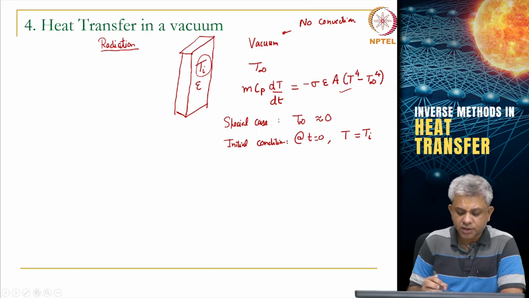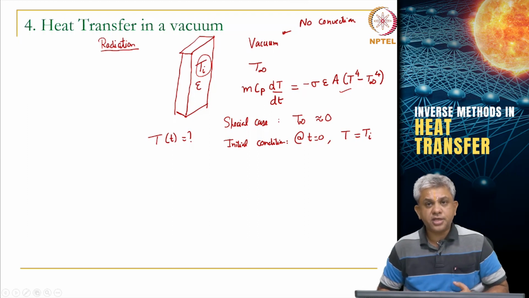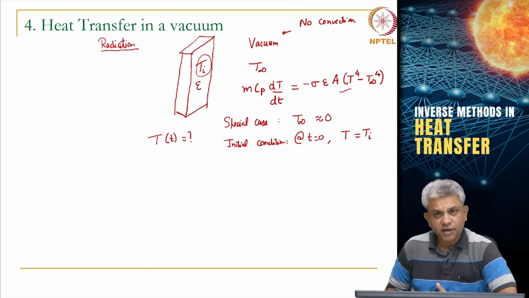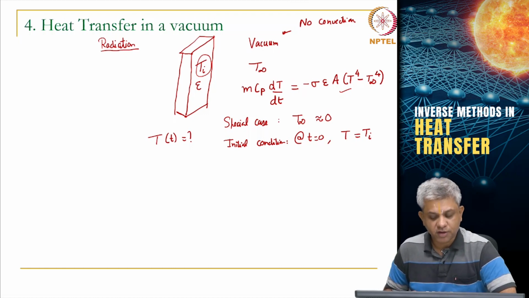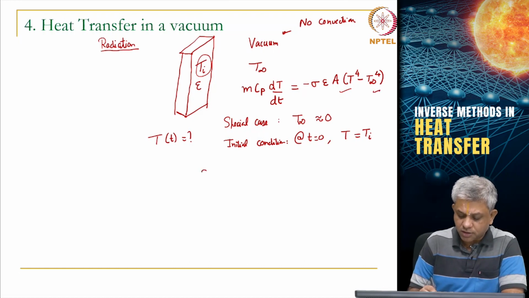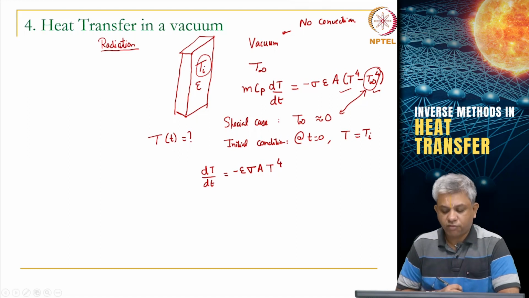Again we ask the question, how does the temperature vary with time? The inverse problem would be, suppose I make some measurements of the temperature with time, can you find out the emissivity of the body? But the forward problem here is, given the emissivity, can you find out how temperature will vary with time? So, again we can take this equation. Now the equation becomes dT by dt equal to minus epsilon sigma A, T infinity is 0, so I am just saying T power 4.